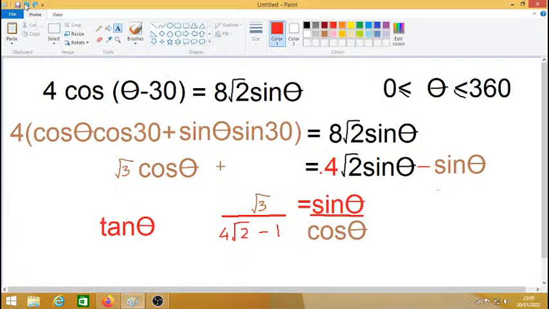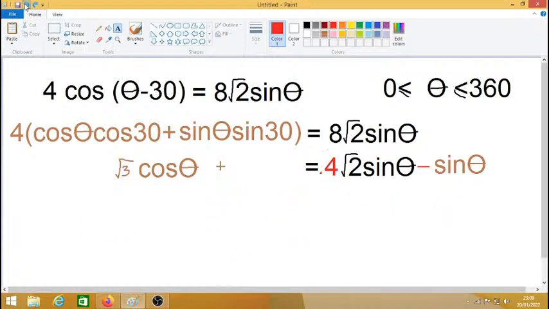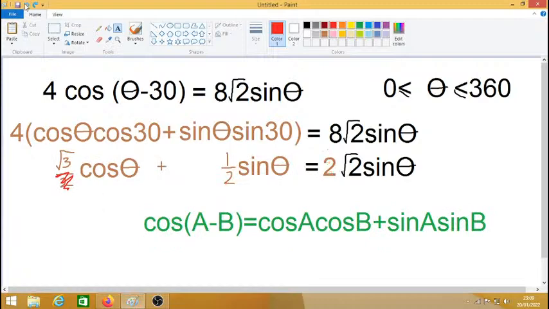Okay, quite a few steps there, so let's see how much of that we can replay. So the first thing was we noticed that we had a sine theta, but we also had a cos expression, and the cos expression was made up of two angles. So straight away we're thinking of our cos double angle formula, the one with the minus in the middle, because that's a minus. So that's the formula there, cos A cos B plus sine A sine B. So we use that formula to rewrite the cos theta minus 30. The 4 can stay at the front, but the cos theta minus 30 can change to cos theta cos 30 plus sine theta sine 30. Then the right hand side stays the same, 8 root 2 sine theta.